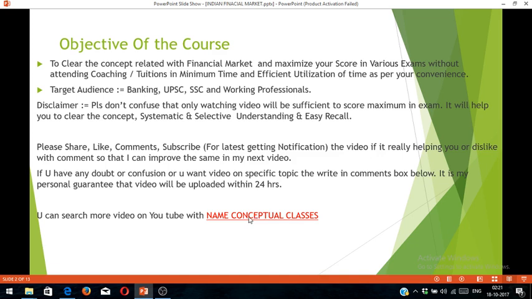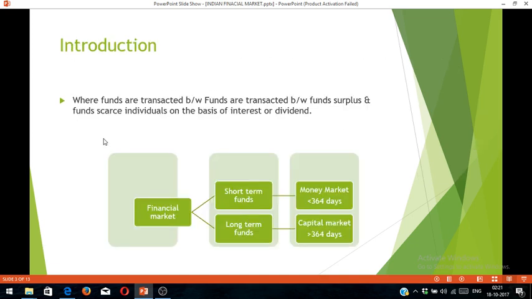Let me start. First, the introduction. I want to define what a market is: the place where we are doing buying or selling activities. But a financial market is the place where funds are transacted between fund-surplus and fund-scarce individuals. Fund surplus means the person who has excess funds, and fund scarce means the person who is in urgent or actual need of funds, on the basis of interest or dividend. The person who gets the funds has to pay interest or dividend, and the person who gives the funds benefits from the interest or dividends.